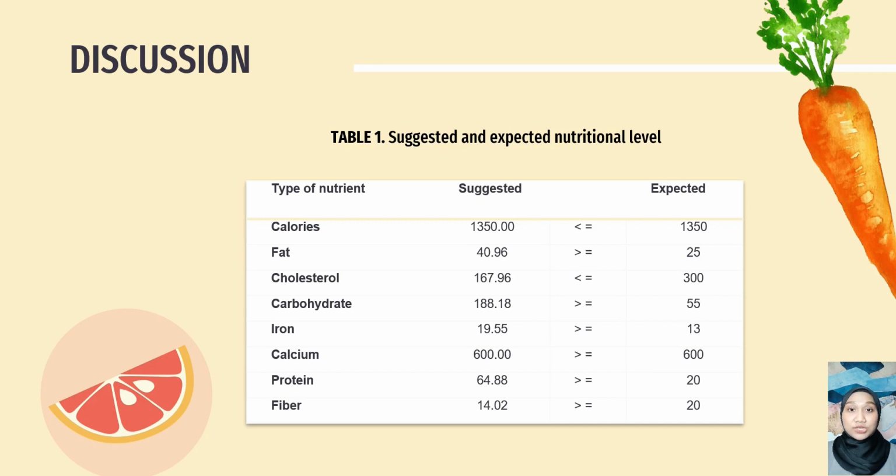All suggested nutritional levels are accepted because they have met the expected nutritional level. Therefore, to conclude this, it has been proven that the first objective has been met as the suggested nutrition level has fulfilled the constraint stated.